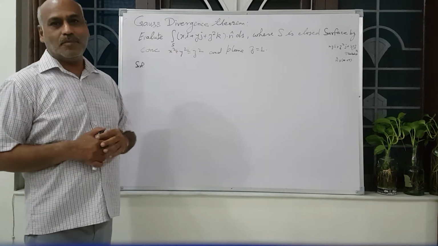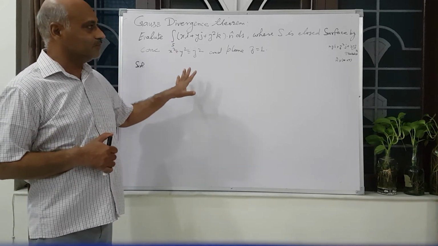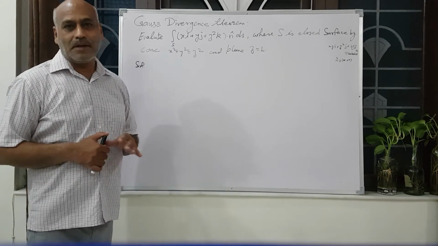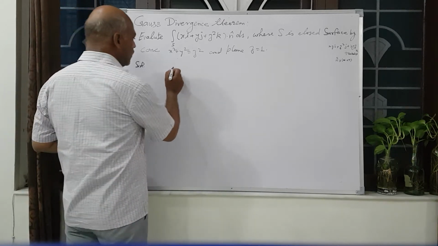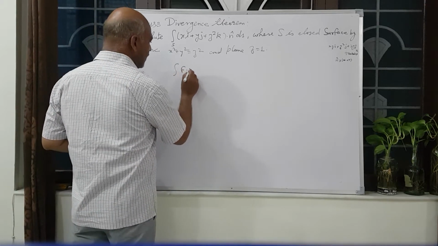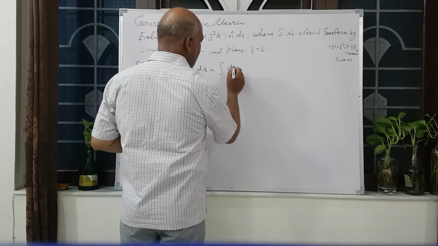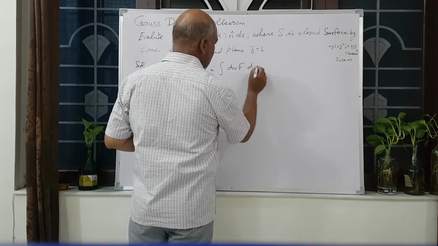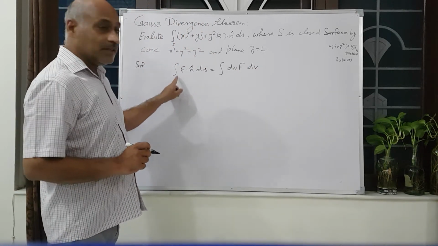Today we will discuss Gauss divergence theorem. Gauss divergence theorem: the surface integral of F dot n cap dS is equal to the triple integral of divergence F dV. The surface integral is a double integral.